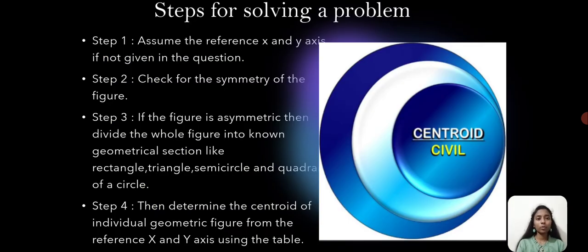Now let us see the steps for solving a problem. Step 1. Assume the reference x and y axis if not given in the question. Step 2. Check for the symmetry of the figure. Step 3. If the figure is asymmetric, then divide the whole figure into known geometrical sections like rectangle, triangle, semicircle and quadrant of a circle. Step 4. Then determine the centroid of individual geometric figure from the reference x and y axis using the table.